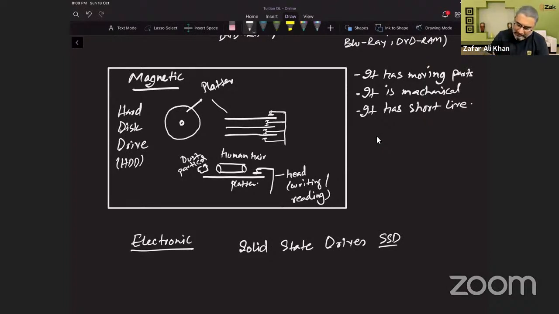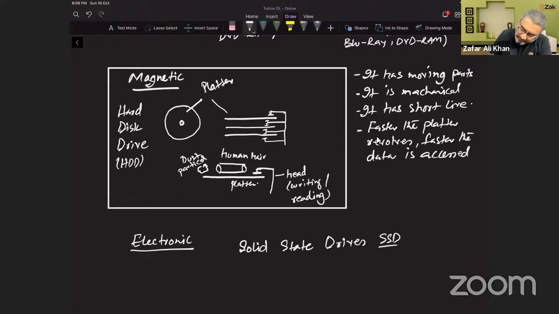All right. So the faster the platter revolves, the faster the data is accessed. It only starts working once the revolutions per minute decided RPM is reached.